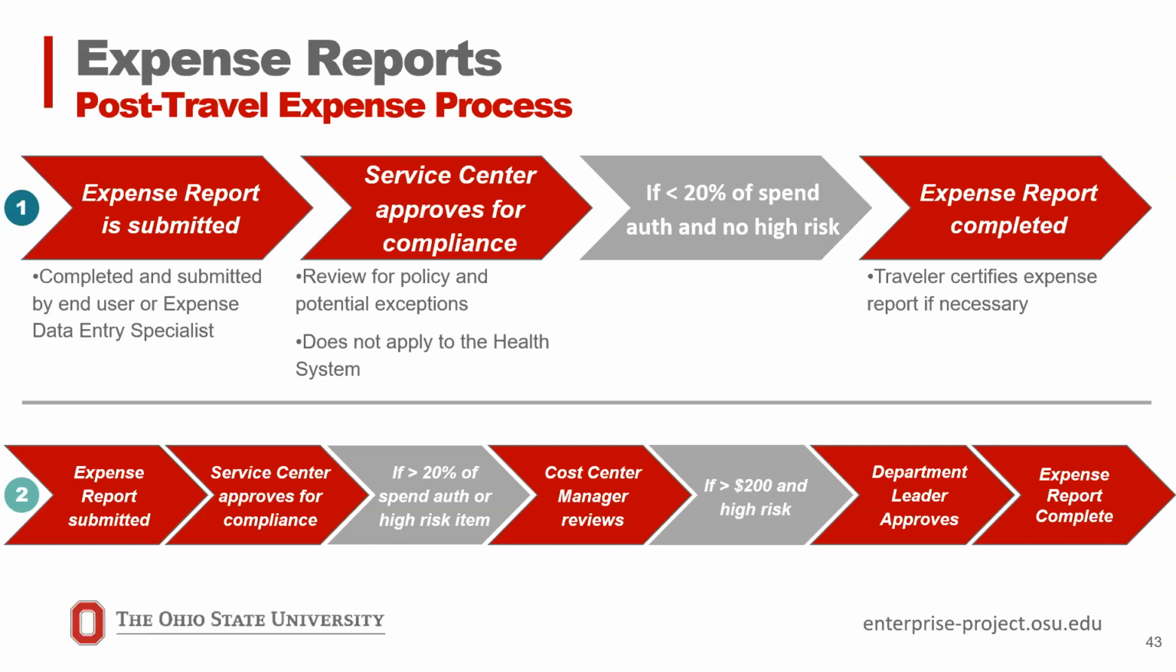Now, if the expense report is greater than 20% of the spend authorization or it has a high risk item on it, there are some additional approvals that have to be done.